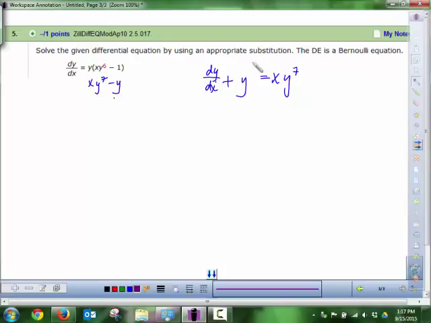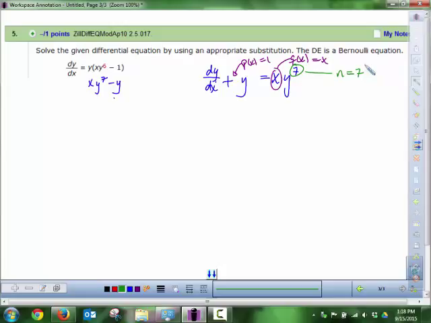So this is Bernoulli, your p of x is 1, your q of x is equal to x. Not like it's going to matter now because you're going to change the whole form anyways. But the most important part is that you identify your n. n is equal to 7. We wouldn't have seen that from the beginning unless we wrote it into a Bernoulli form, and that would be just a way to check that it's Bernoulli.